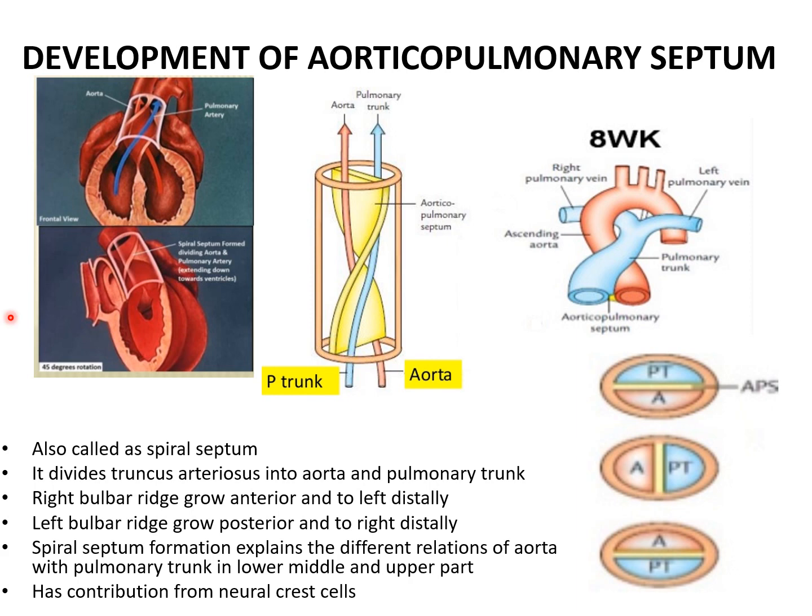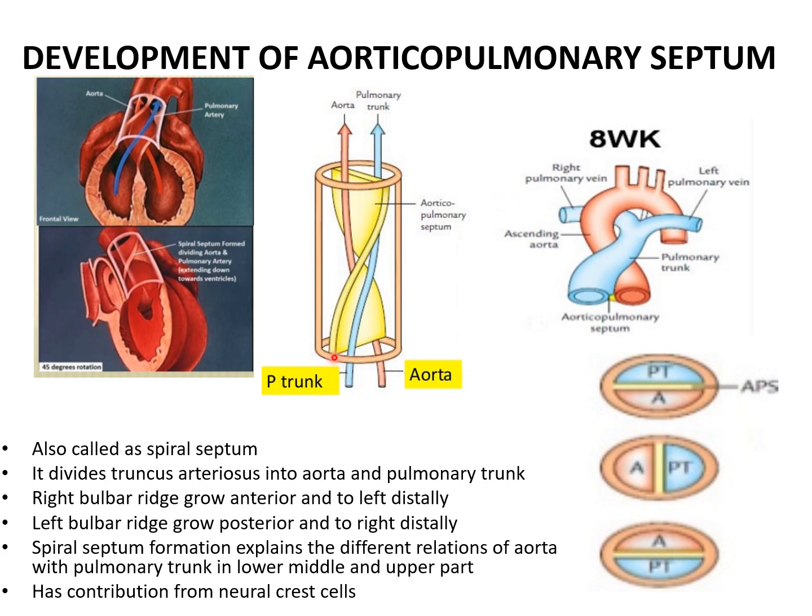The next septum formation occurs within the upper part of the bulbus cordis. This is also called the truncal septum or spiral septum. Why spiral septum? Because of its septation in a twisted form.